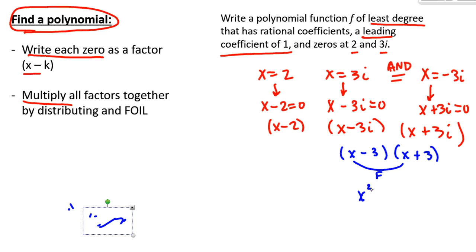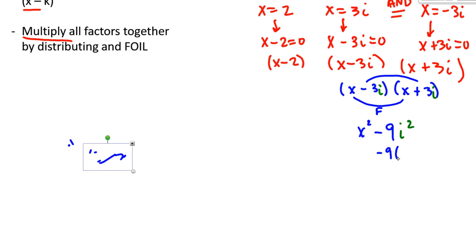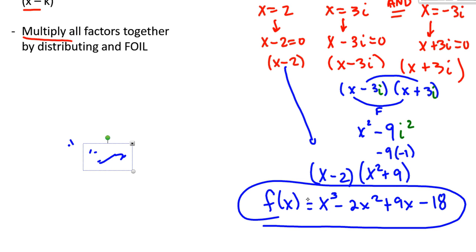F, so x squared, and then negative 3i times positive 3i, that would be negative 9, but you've got an i in there. If you have i times i, that's i squared. But we all know that i squared is actually negative 1. So this factor becomes x squared plus 9. Then we have to multiply by the x minus 2. You've got x cubed minus 2x squared plus 9x minus 18. Leading coefficient of 1, so we don't have to worry about multiplying. Put an f of x out front, and that's it.